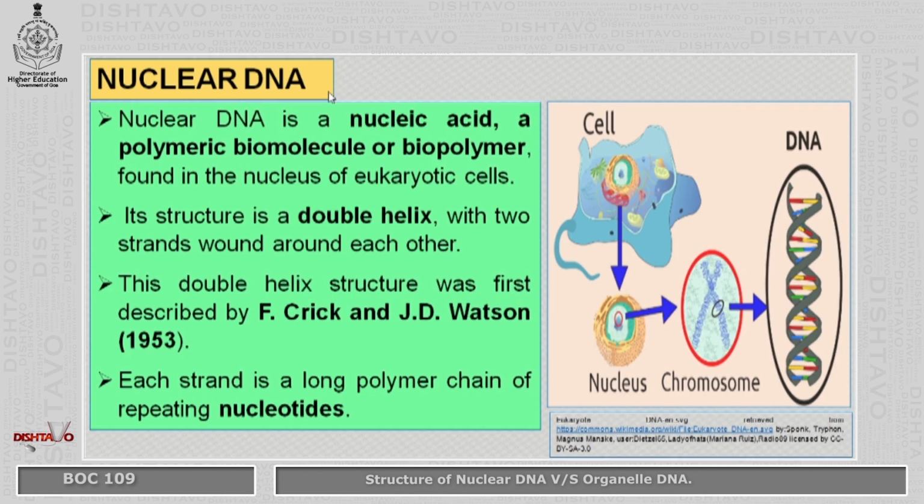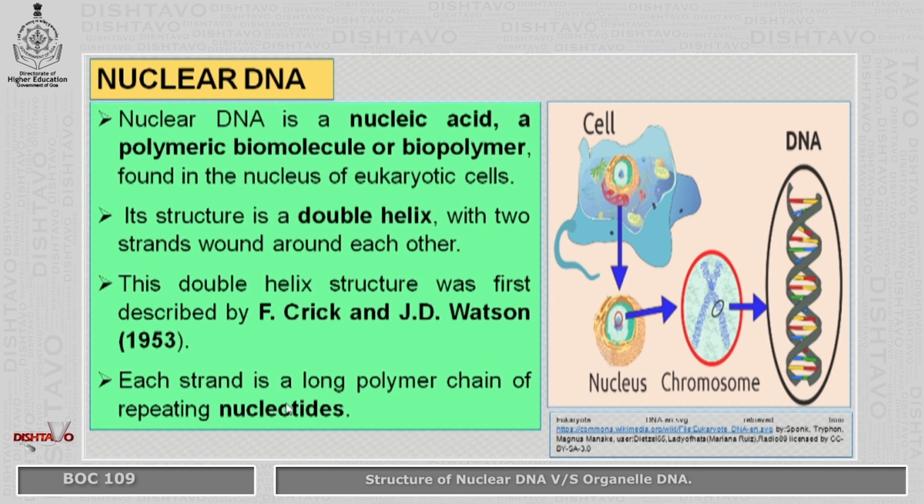Nuclear DNA. Let us start with nuclear DNA. We know nuclear DNA is a nucleic acid, which is a polymeric biomolecule or a biopolymer found in the nucleus of eukaryotic cells. You can see in this picture a cell with a nucleus and the hereditary material, and a chromosome is shown, and inside the chromosome you can see the double-stranded DNA. Now, the structure of the nuclear DNA was given by Crick and Watson in 1953.